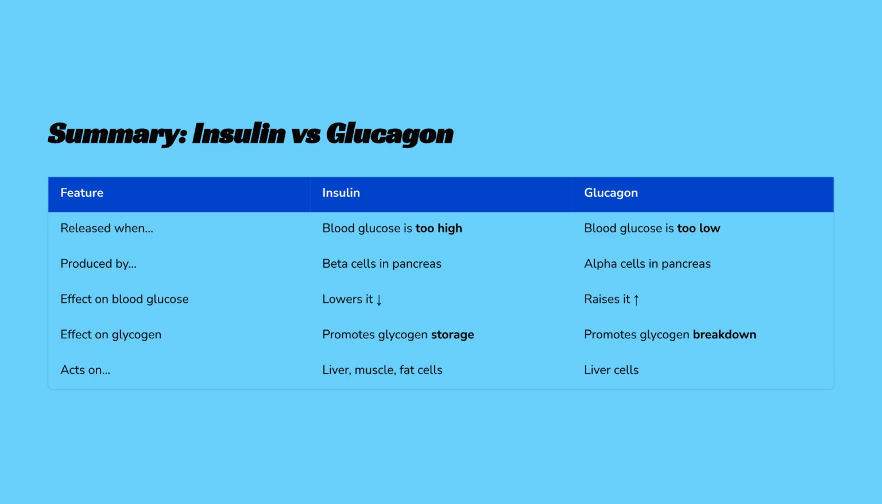Here is a summary comparing the features of insulin and glucagon. Insulin lowers blood glucose, promotes glycogen storage, and acts on liver, muscle, and fat cells. Glucagon raises blood glucose, promotes glycogen breakdown, and acts on liver cells.